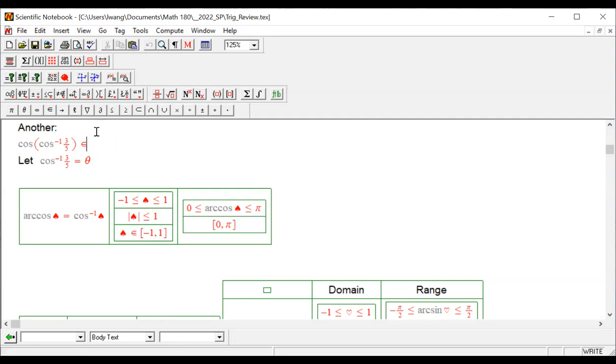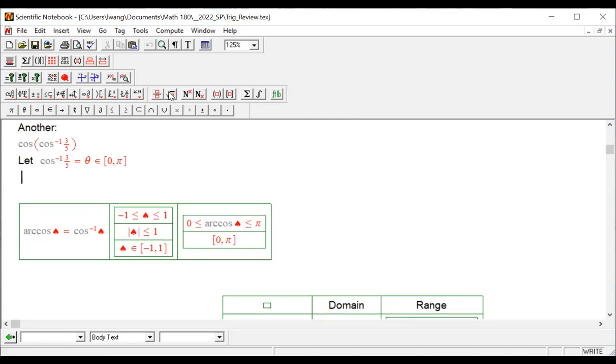Oops, sorry. I'm putting it in the wrong place. Okay, in this interval. Why? How do I know? Because of the domain and range of arc cosine. 3/5 is in the domain, and the output is going to be in the range. And as a result, by definition, cosine theta is 3/5.